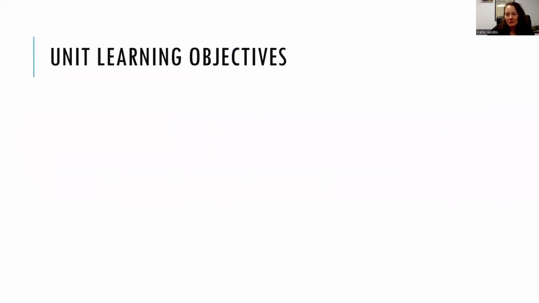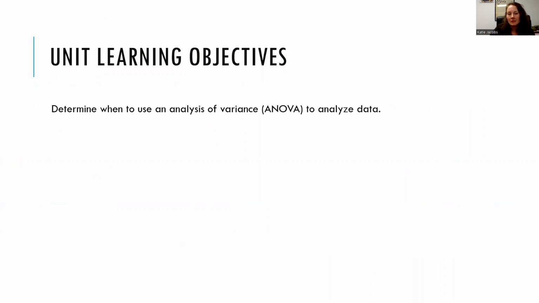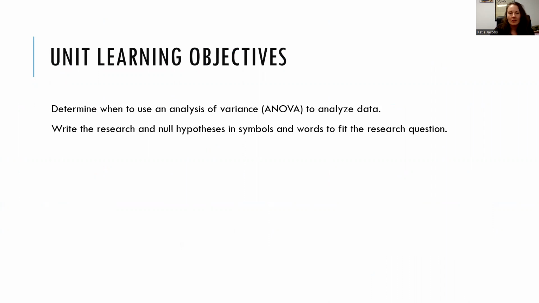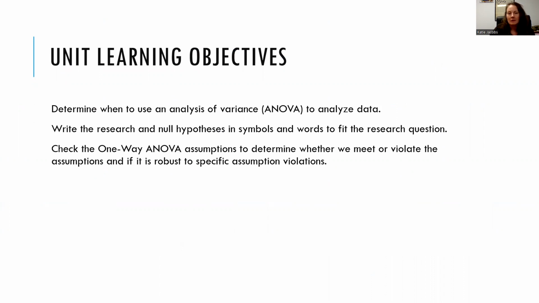By the end of this unit, there are several things that I want you to be able to do. I want you to be able to determine when to use an analysis of variance, also known as the ANOVA, to analyze data. I want you to write the research and null hypotheses in symbols and words to fit the research question. I want you to be able to check the one-way ANOVA assumptions to determine whether we meet or violate the assumptions, and if we violate those assumptions, whether our analysis is robust to the violation.